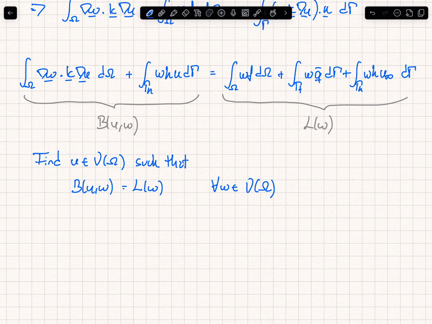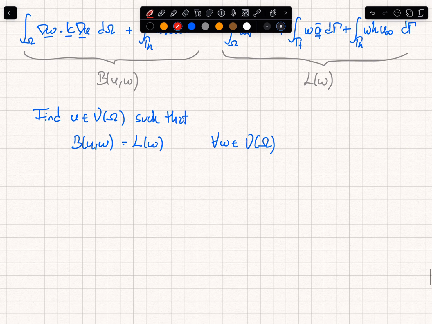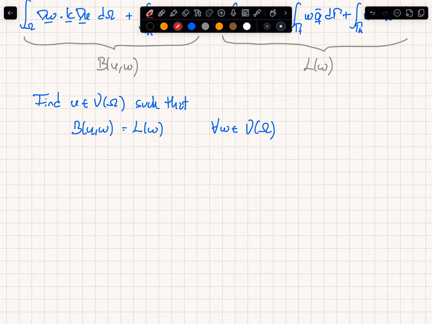Now we move to higher dimensions elastostatics. And so we are going to have something very similar to what we just did, with some subtleties, because we're no longer going to be dealing with a scalar field, but we have vector fields.